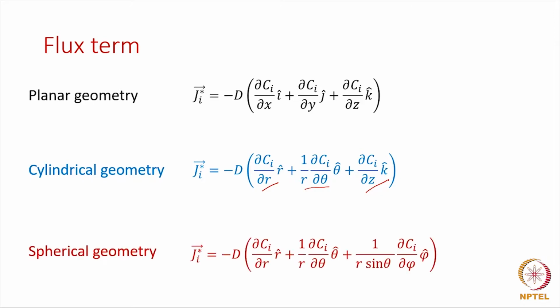For the spherical geometry, the term appears as follows. You can see the diffusive flux for the species i given in this form along the r, theta and phi directions, which are basically with the components given here. You can see that it appears with r d theta and r sin theta d phi, which we have to take care of when we are estimating the fluxes in the respective directions.